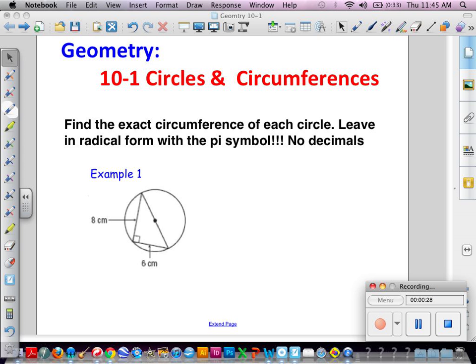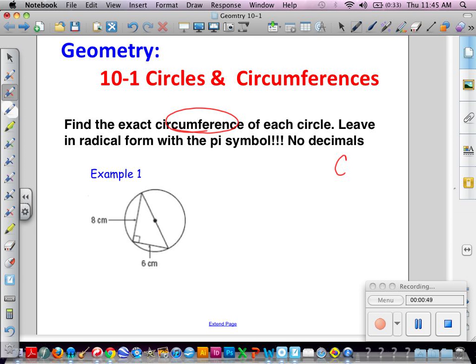The directions read, find the exact circumference of each circle. Leave in radical form with the pi symbol, no decimals. That's what exact form is. We're not going to be writing any decimals down. So we have to find the circumference.